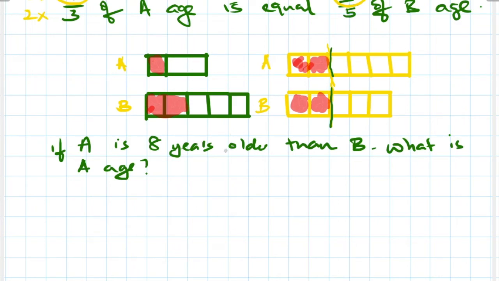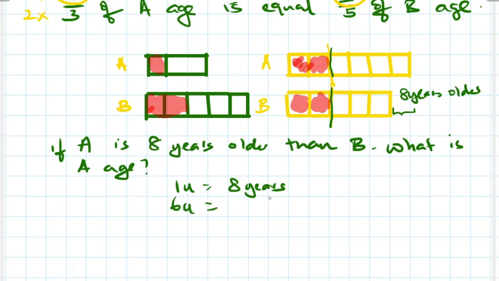I know that he is 8 years older. 8 years older will be here, right? 8 years older. So 1 unit is actually equal to 8 years. So what about 6 units? Because A is actually 6 units, right? It will be equal to 6 times 8, which will give you 48 years. Okay, correct or not? Yeah.